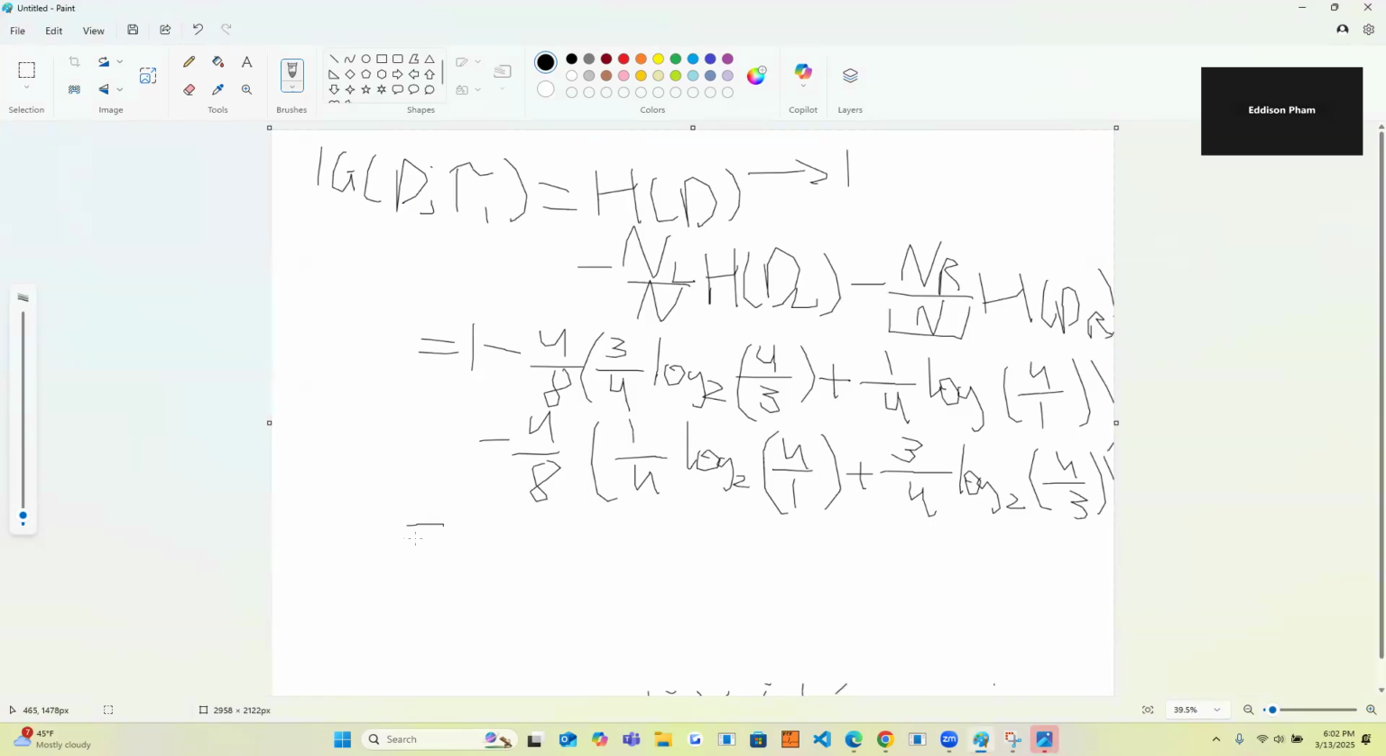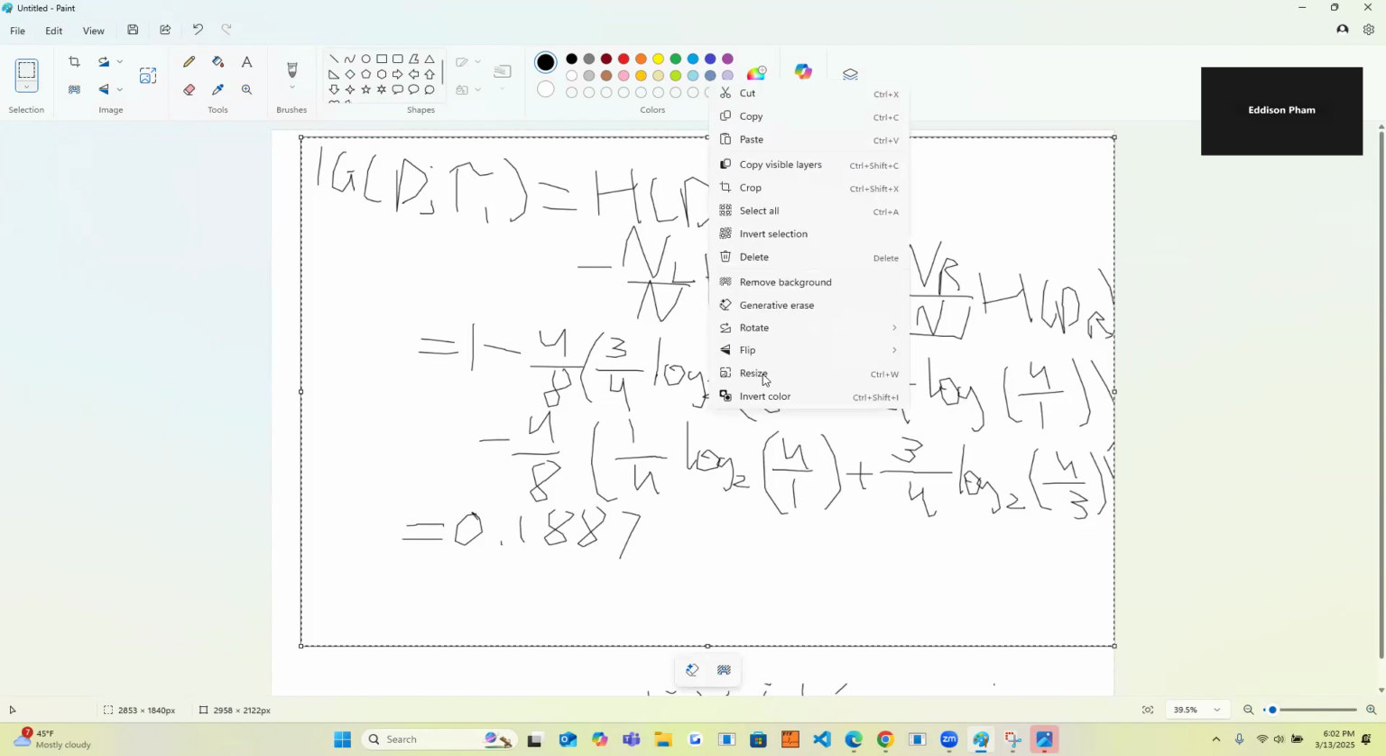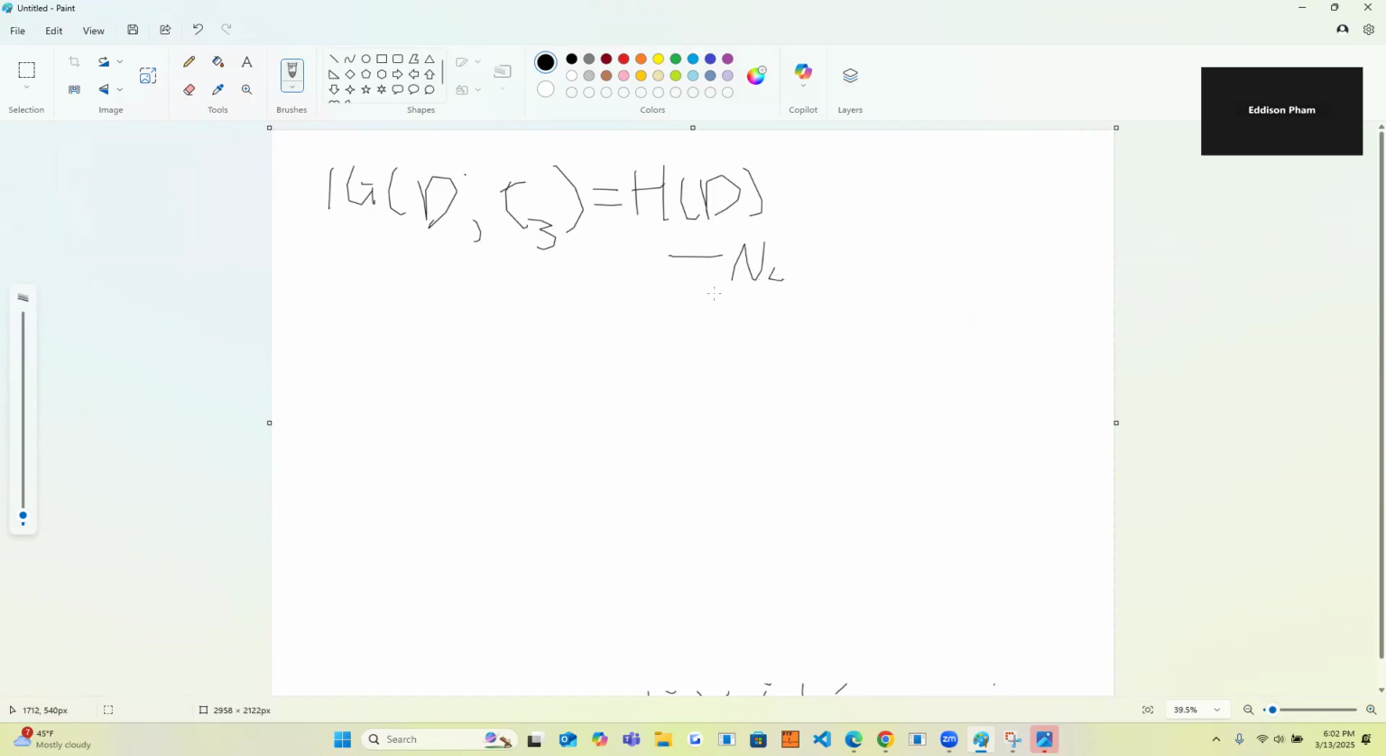All right. And then simply you get 0.1887. That's one of them. For the other one, another important one I want to show you guys is this one. I think it's for information gain of D when you use the split tau 3. This one is a bit different. Minus. Okay, I think you guys get the point. You guys know what comes here.